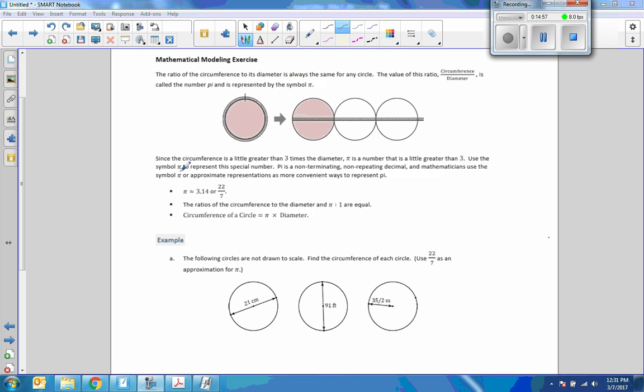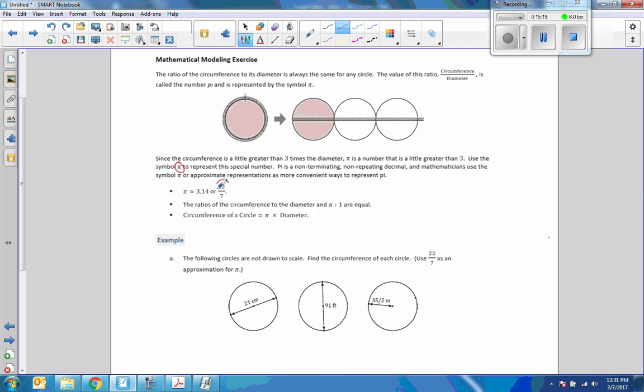Use the symbol right here, it's a Greek letter, pi, to represent this special number. Pi is a non-terminating, non-repeating decimal, and mathematicians use approximations as more convenient ways to represent pi. So pi is approximately 3.14 or 22 over 7.